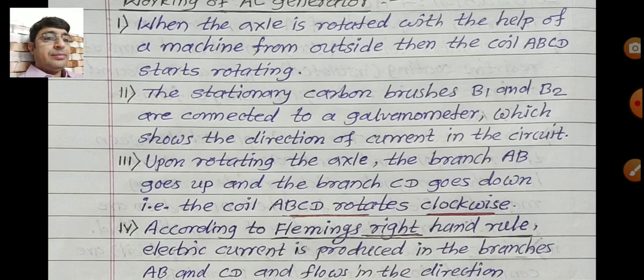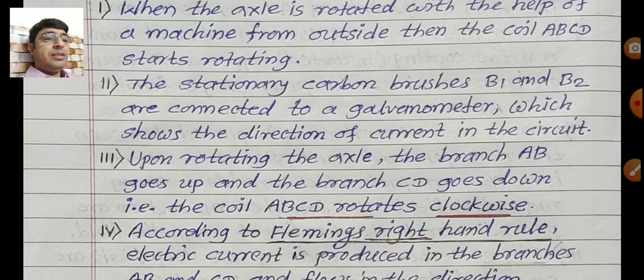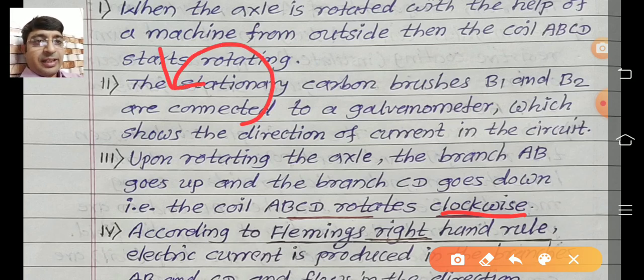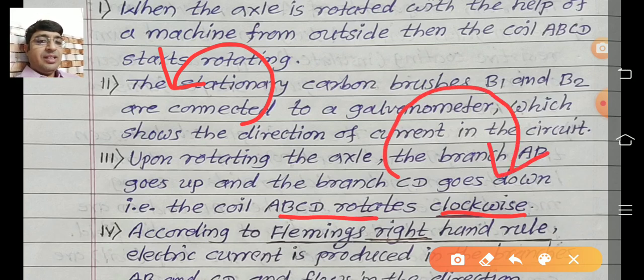Upon rotating the axle, the branch AB goes up and branch CD goes down. That is, the coil ABCD rotates clockwise. Be careful. In the electric motor, the coil ABCD rotates in an anti-clockwise direction, but here in the AC generator, the coil ABCD rotates in a clockwise direction.